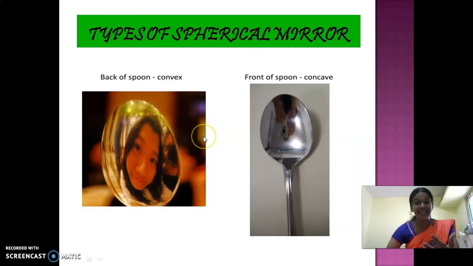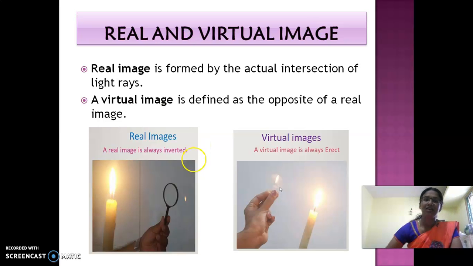So for an easy understanding, I have given you a spoon there. So the back side of the spoon gives the convex image and the front side is concave. Next, what is the image formed? There are two types of image formed, that is real image and then virtual image. So what do you mean by that real image, children? We are able to see the image on the screen. They are called as real, and the image which cannot be obtained on a screen is called as virtual image.